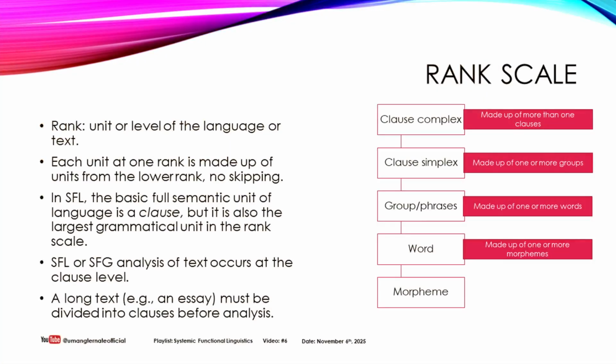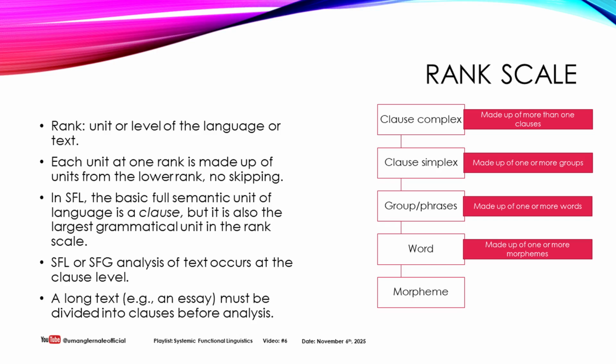Let's understand what the term rank scale means. As we can see here, the term rank refers to the unit or level of the language or text. We call it a unit when we refer to a particular rank, like word, while we call it a rank when we talk about the relationship between units. It is so because we will say that, for example, a word is lower in rank compared to a group, and so on. We can also see that each unit at one rank, like a group, is made up of units from the lower rank, no skipping.